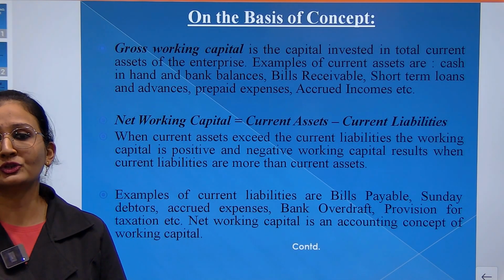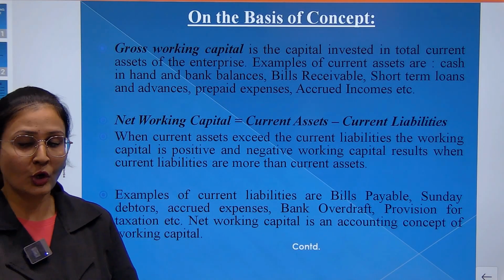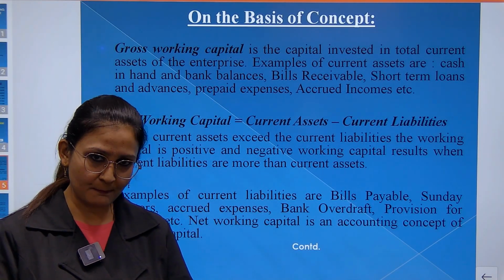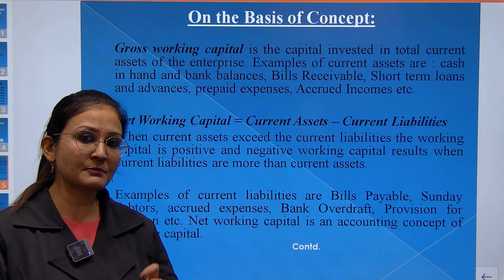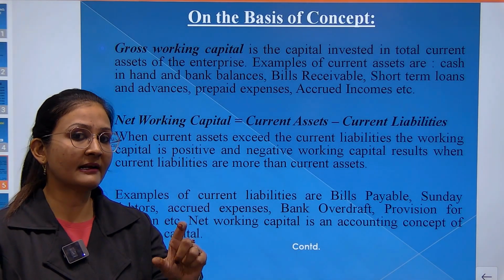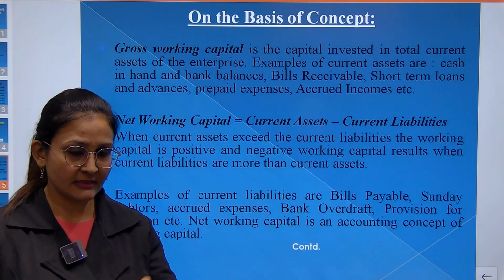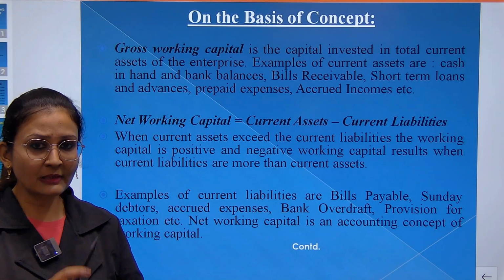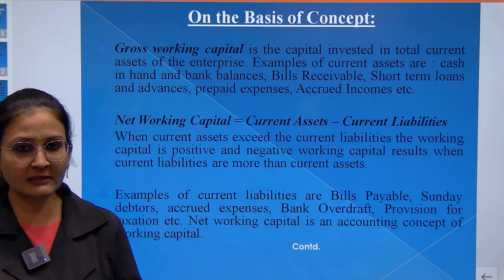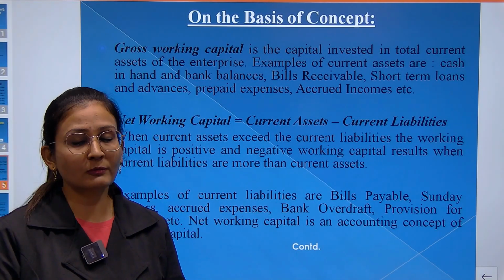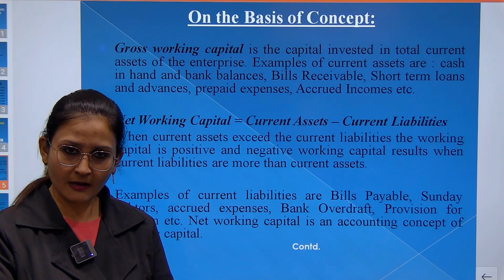The standard ratio for net working capital is 2:1. It means your current assets must be 2 if your current liability is rupees 1. When you get this ratio, it means you are in a profit condition. Your organization is in profit.